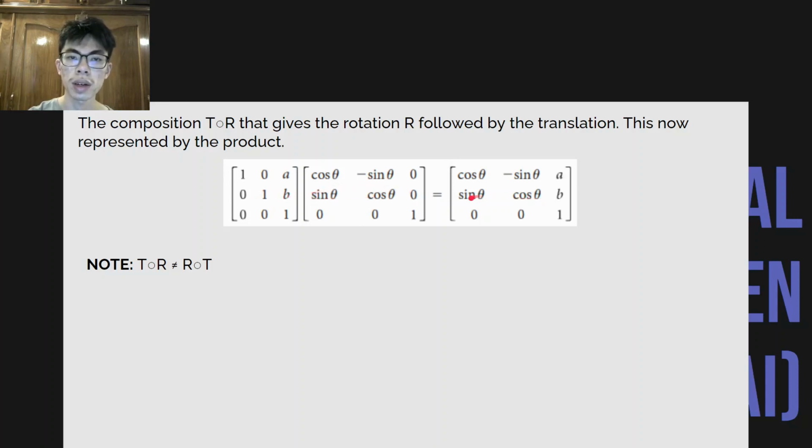then 0 times 0, 1 times 0, b times 1, which gives b. Third row: 0 times cos alpha, 0 times sin alpha, 1 times 0, which gives 0; then 0 times minus sin alpha, 0 times cos alpha, 1 times 0, which gives 0; and then 0 times 0, 0 times 0, 1 times 1, which is 1. Let's take note that T of R does not equal R of T. The order matters; they do not equal each other.